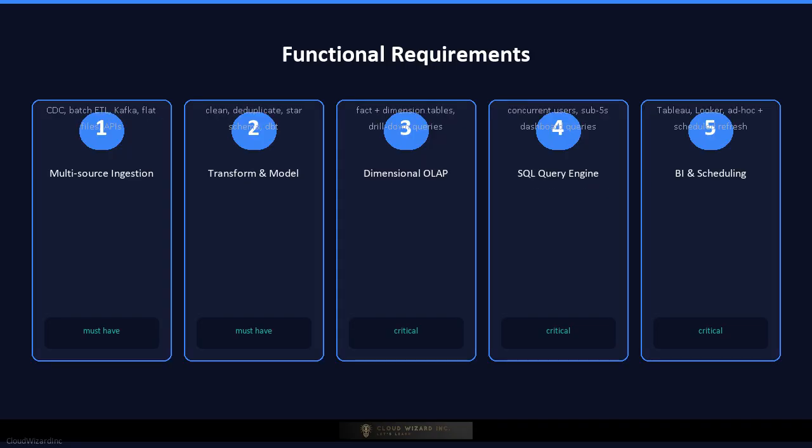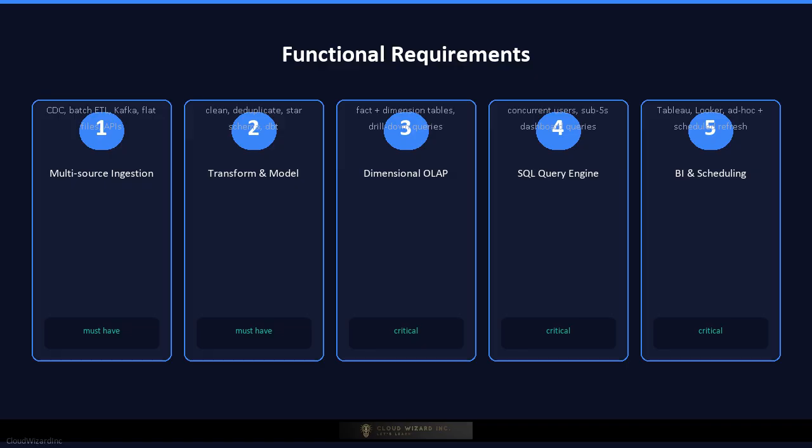Let's walk through the functional requirements. First, the warehouse must ingest data from heterogeneous sources including relational databases via change data capture, streaming systems like Kafka, flat file uploads, and third-party connectors, with support for both batch and near real-time ingestion. Second, it must apply transformations during or after ingestion, cleaning, deduplication, schema normalization, and business logic, so data is query-ready.